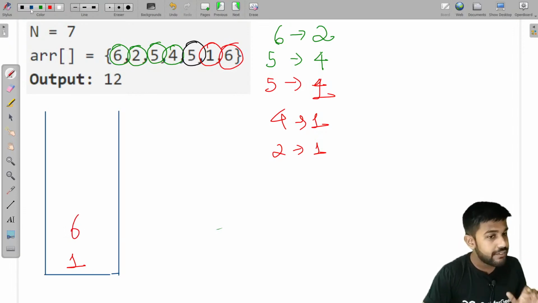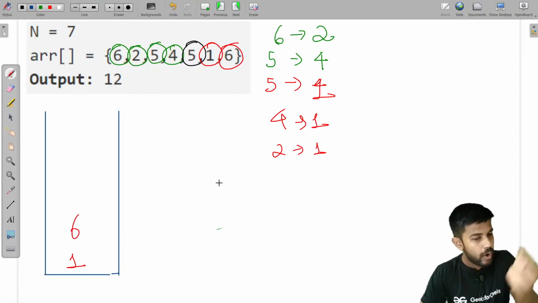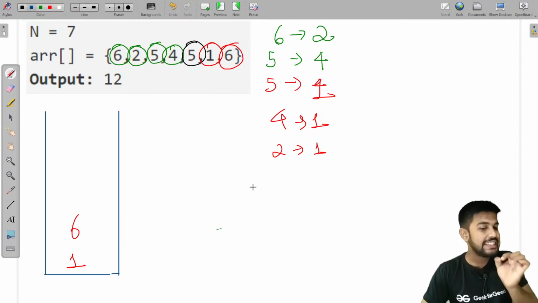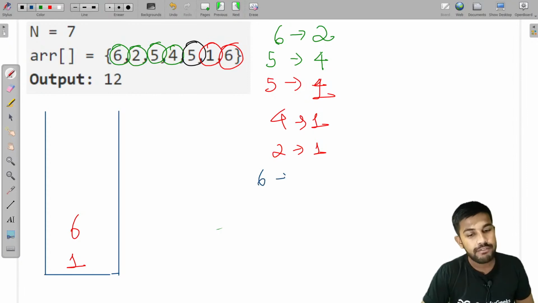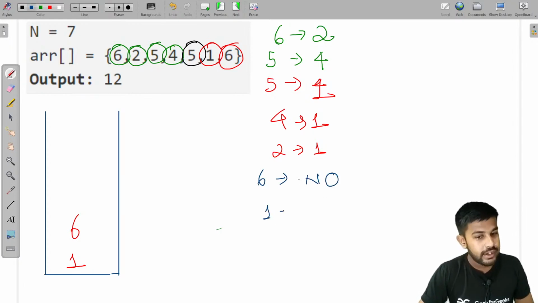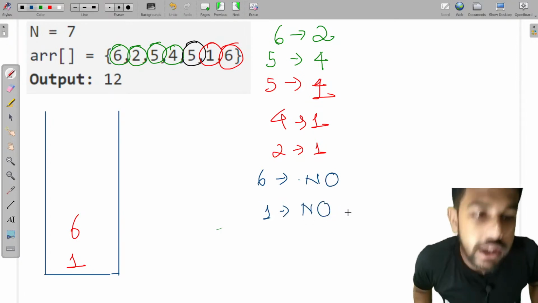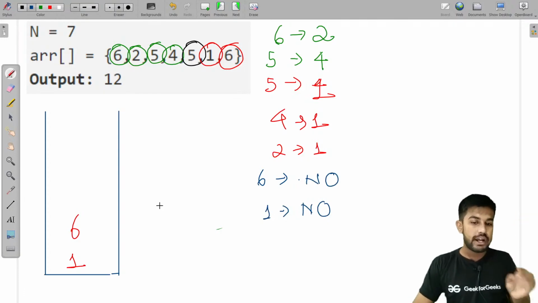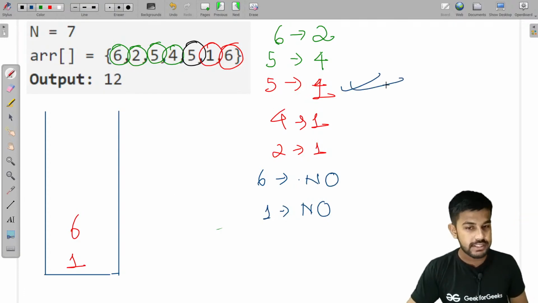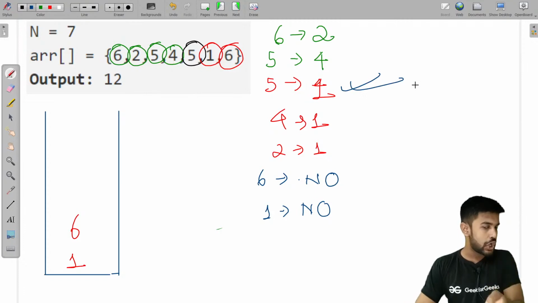At the end, whatever is remaining, we would pop all these elements and say that they don't have a next smaller element. So 6 doesn't have a next smaller element, so we would just write no, and 1 has no next smaller element either, so we would just write no. Now the problem here is, we can't figure out which 5 is which, and the ordering is not maintained.